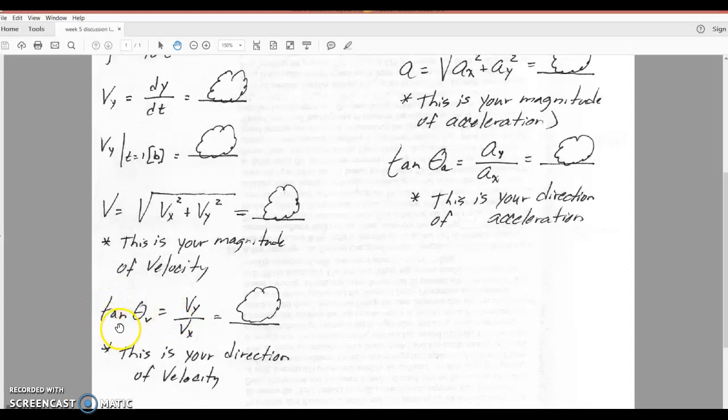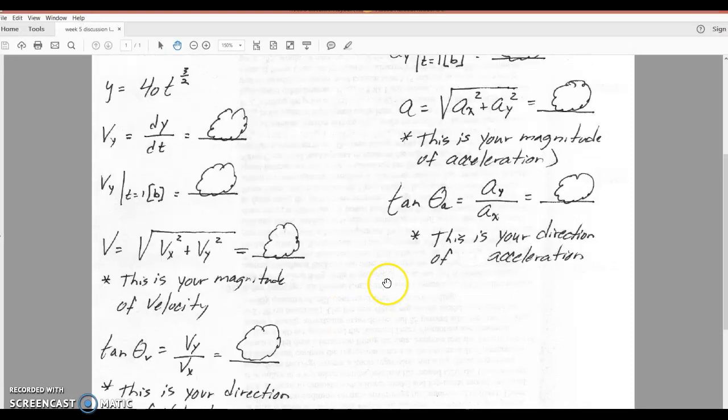Remember now, in this case, you're going to be taking the inverse tangent. Here you're going to want to know the angle itself, not the tangent of the angle, but theta, which is the direction of your velocity. And if anybody has an issue with your calculator, let me know, and I will help you through that. So that will give you all of the velocity measures.